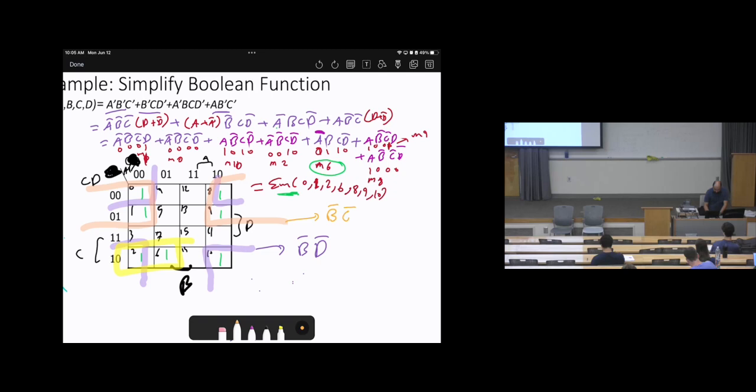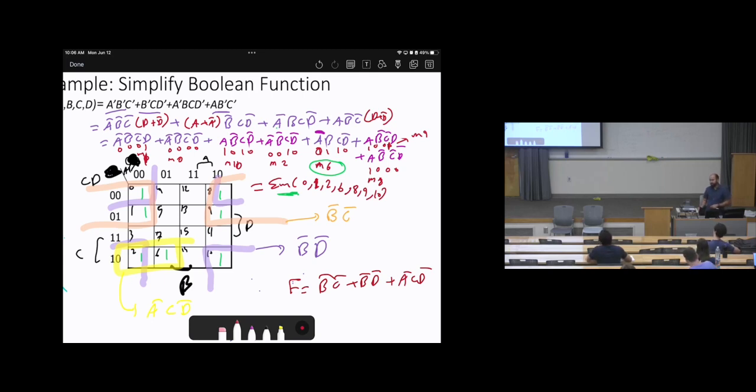Then the last one, which is in yellow. Look at the variable A, it will be in A bar. B is not an option. C, within C, then D bar. So as a result, the function f can be represented as B bar C bar plus B bar D bar plus A bar C D bar. Okay? So we can say that this is the shortest way to represent this function.